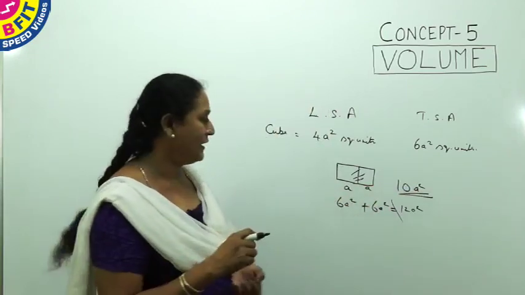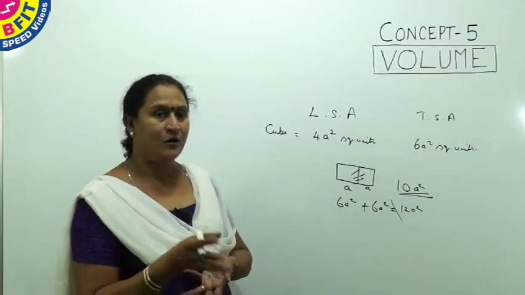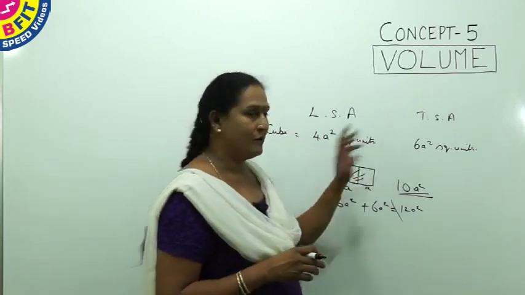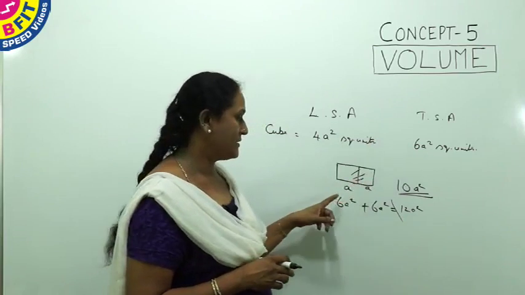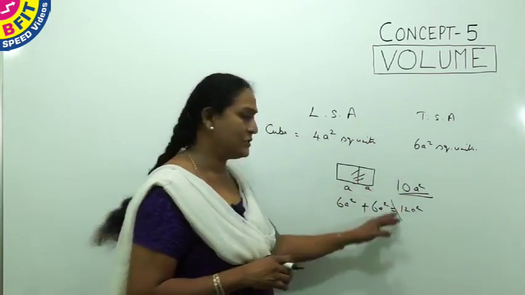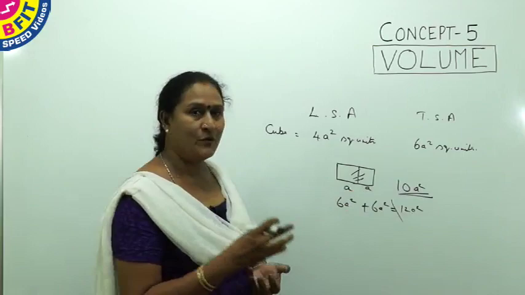Be careful about that. For volume we can multiply by 2, but when the total surface area of the cuboid is asked, it is 10a square and not 12a square. So you understood the concept.